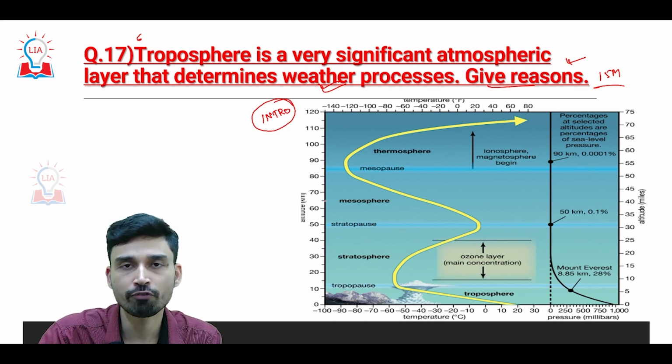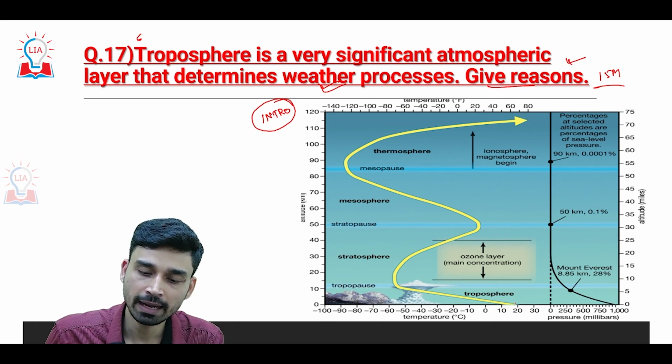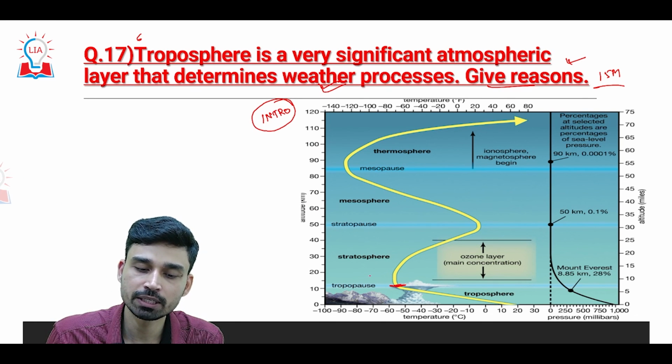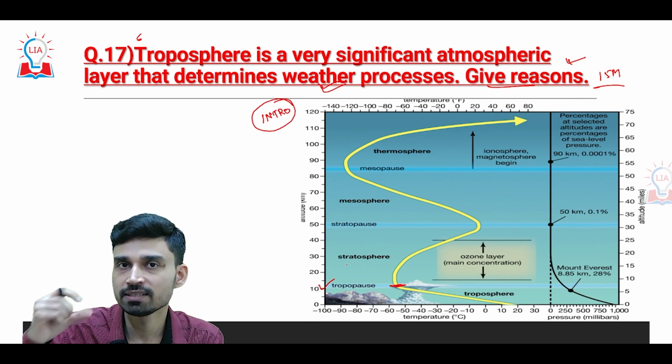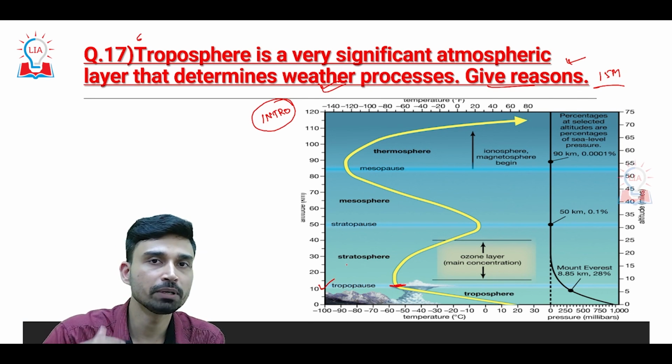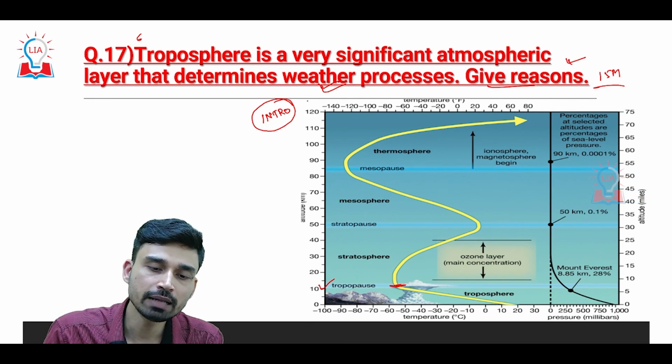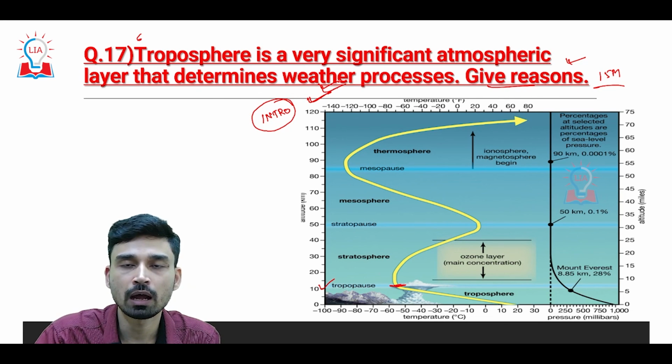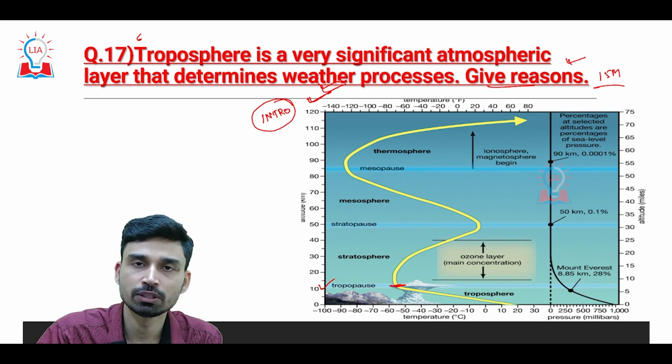to draw the map of different layers of the atmosphere, and in that particular layer you can represent which layer is the troposphere, what is the height of the troposphere, how the temperature changes in the atmosphere, and after that you can go and discuss how the troposphere determines weather processes.